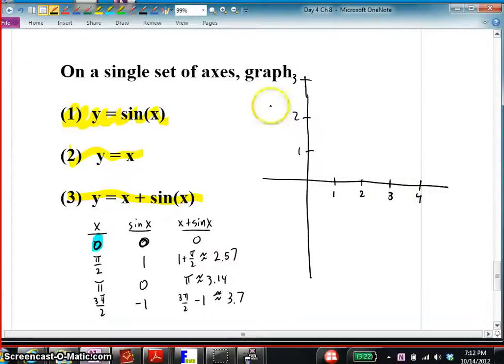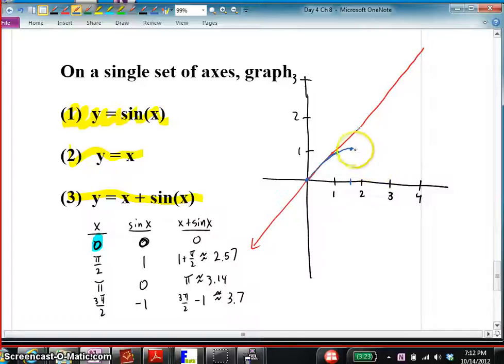Okay, so y equals x obviously is this line right there. And then y equals sine of x. Well, this is where it's tricky, because if my scale is 1, 2, 3, 4, sine of x really is best done in terms of pi. But I know that it starts at 0, 0. At pi over 2, that's like 1.57, that's somewhere over here, perhaps. It's at the top. So it's kind of going like that.